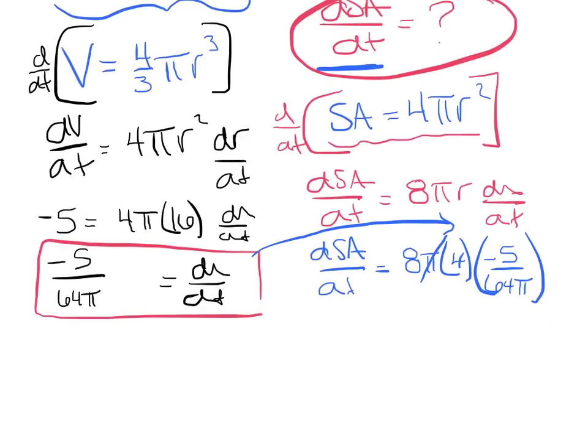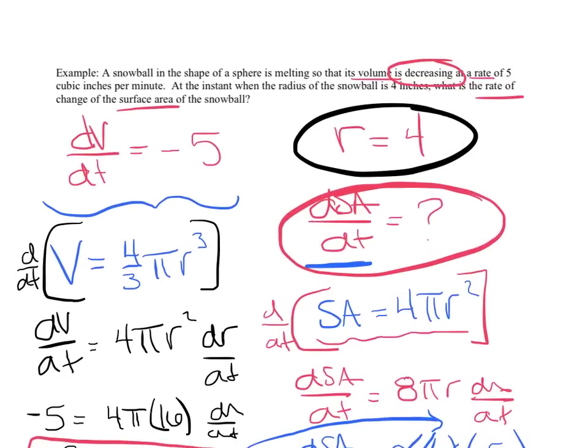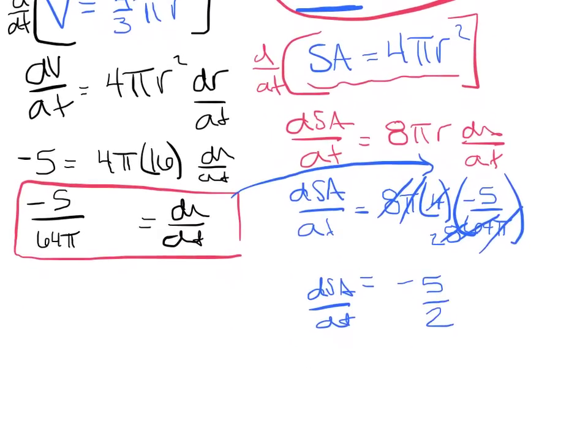As I clean that up, you'll notice some nice things should happen. The pi should cancel, one on top, one on the bottom. 8 goes into 64 8 times. I can divide 4 into 8 twice. So it looks like I got -5 halves for my surface area rate. Now, when we're talking about surface area, of course, we're talking about units squared. So let's look at our units real quickly. It was inches per minute, so I'm going to get inches squared per minute.